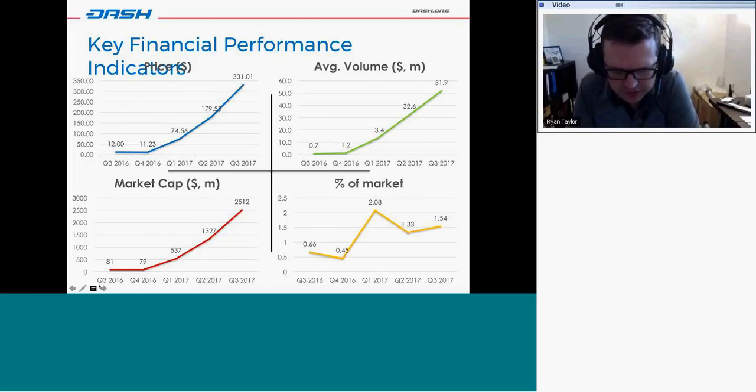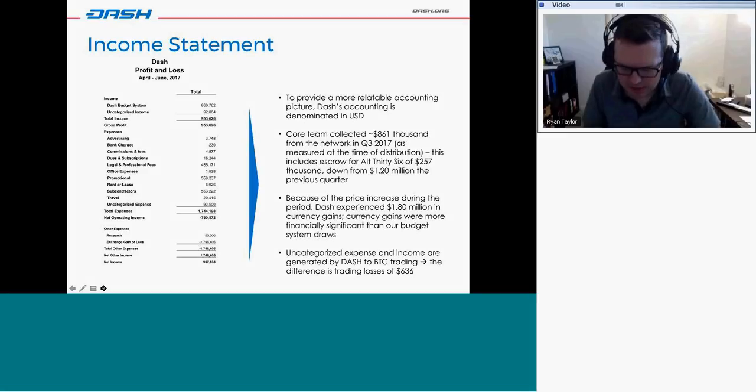Moving on to our financials, starting with the income statement, note that we conduct all of our accounting in US dollars to provide a more stable picture of our financials. The core team received a total of $861,000 in payments from Dash's proposal system during the third quarter. And although expenses exceeded $1.7 million, we benefited from Dash's valuation increase during the quarter, which bolstered our income by an additional $1.8 million in currency gains.